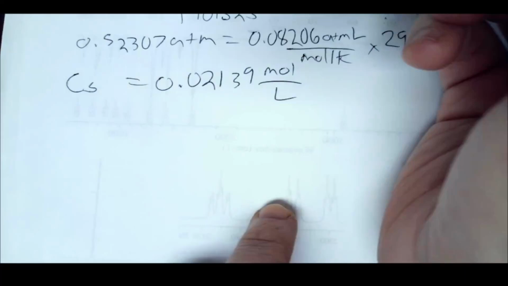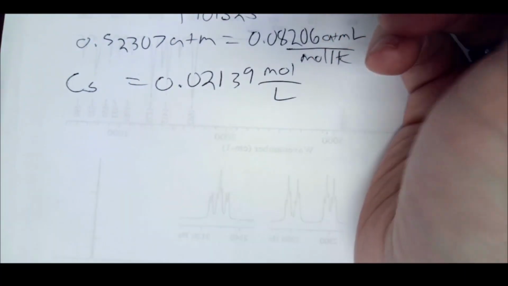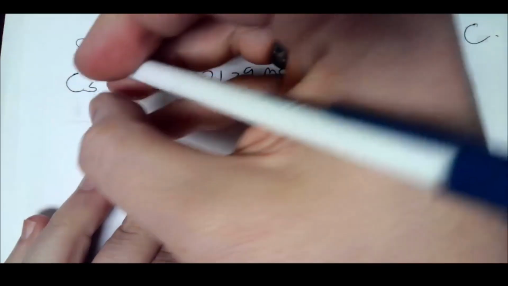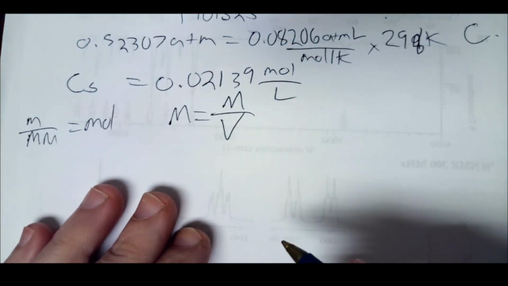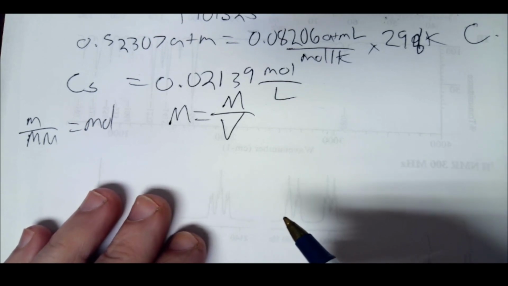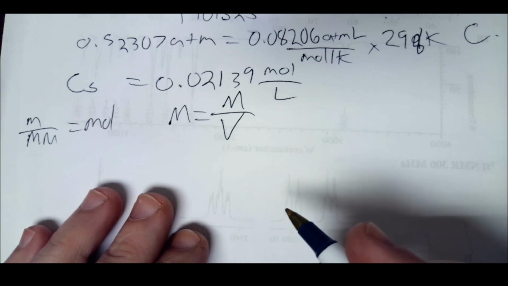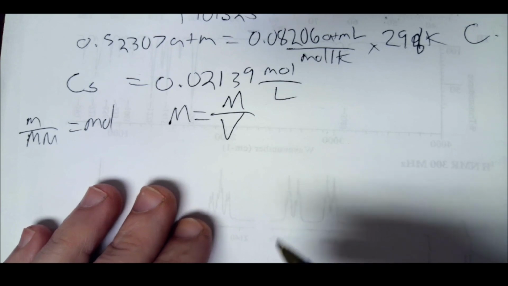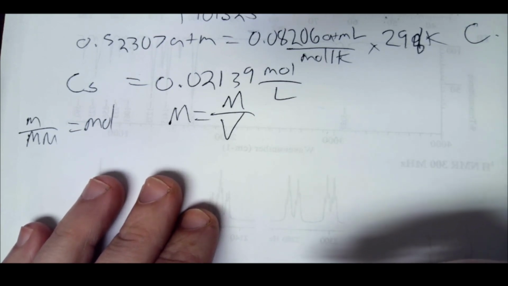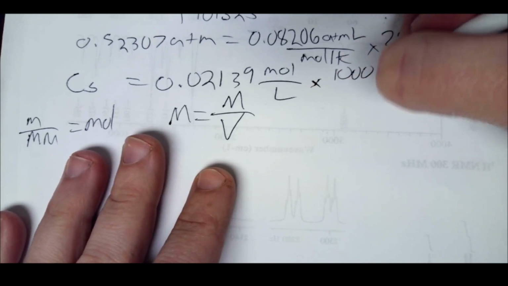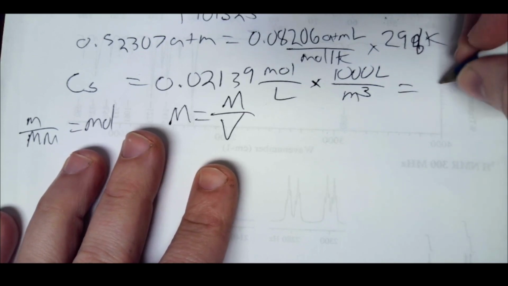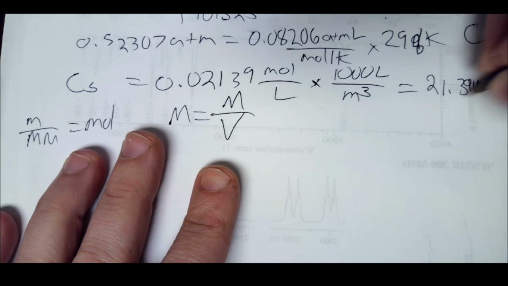Here's where we get a little weird. With that in mind, we're trying to find the molar mass of the solute. So the idea is that mass divided by molar mass is equal to moles, and molarity is moles divided by volume. Well, we're not really given a volume of solution, but we are given a concentration in grams per volume. Unfortunately, we're given that concentration in kilograms per meter cubed, so we need to convert our liters into meters cubed. Times 1,000 liters per meter cubed gives you 21.39 moles per meter cubed.